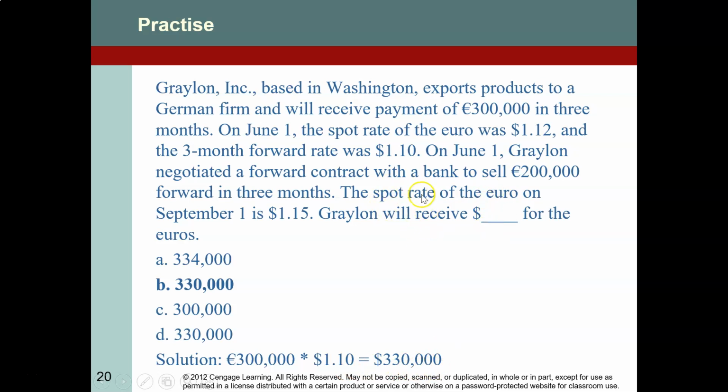Okay, we cannot use the spot rate after 3 months on September 1st because we already have a forward contract in hand. We have to carry it out. And we're not using the current spot rate on June 1st either. So out of the three rates here, we use the second one, the forward rate here.